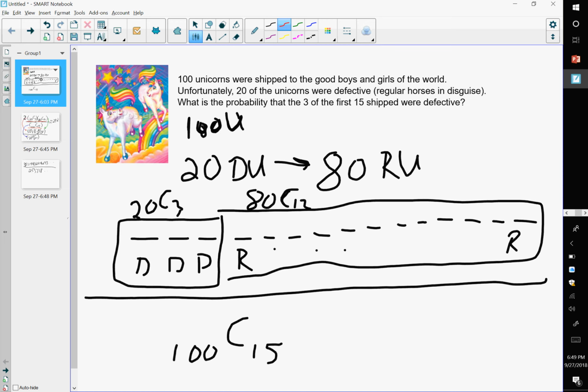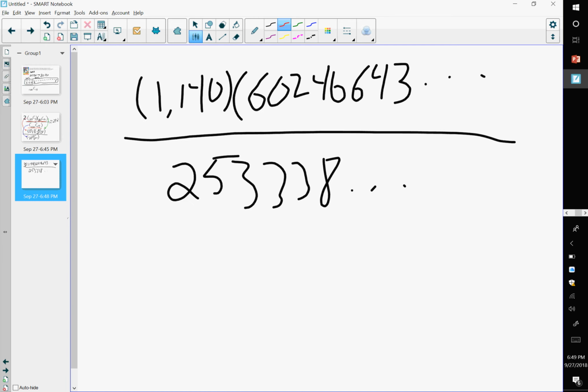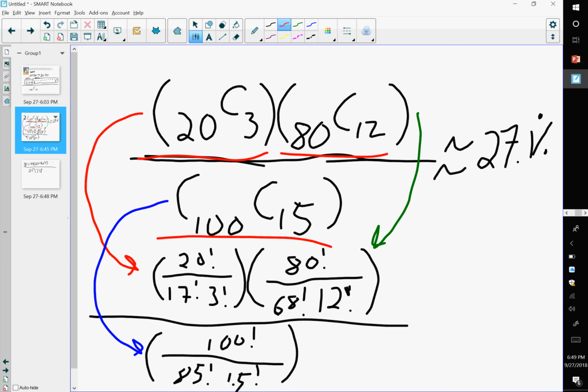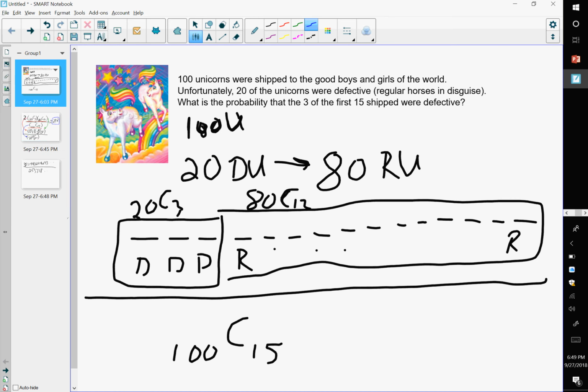So that's the problem. And even if you were able to calculate all this and multiply and divide it out, you'd still come out with around 27.1%. So the answer to our question, what is the probability that 3 of the first 15 shipped were defective, is a 27.1% probability.